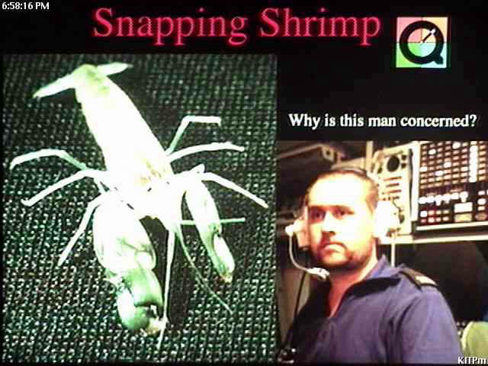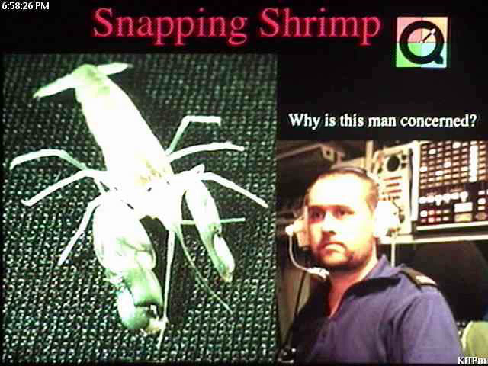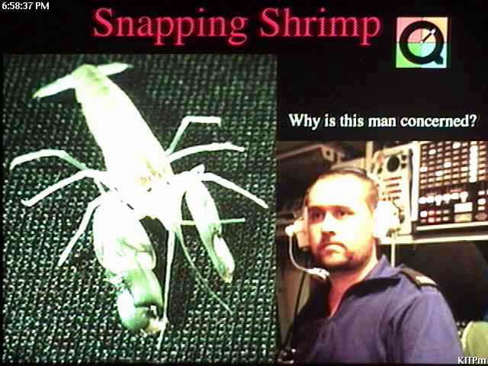So this is an example we also teach in our class that also has original research from the last 5 years, not by us, but by others. And I wanted to share this with you. So this is a sonar operator on a submarine. And next to him is a snapping shrimp that's not to scale. And so the question is, why is this man really concerned? And the reason is the following.